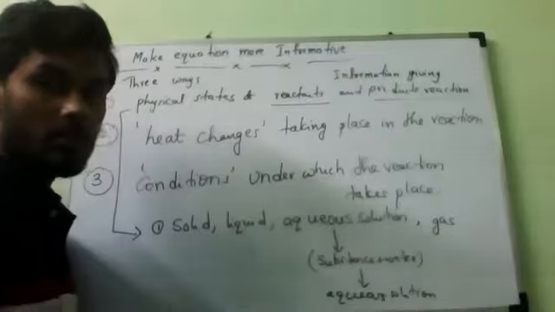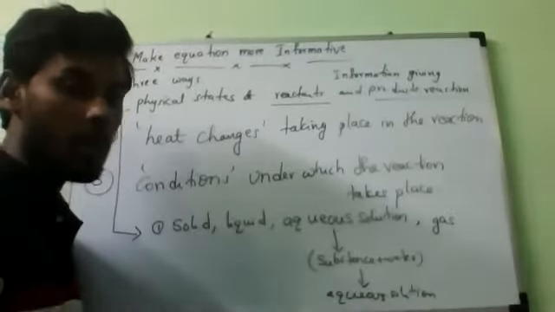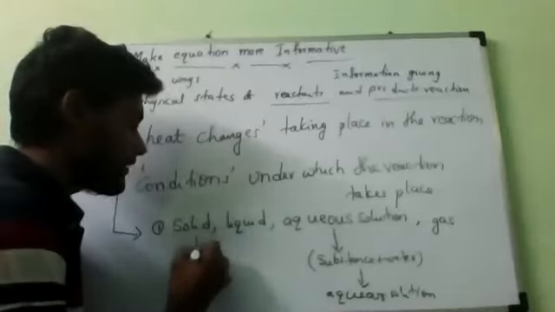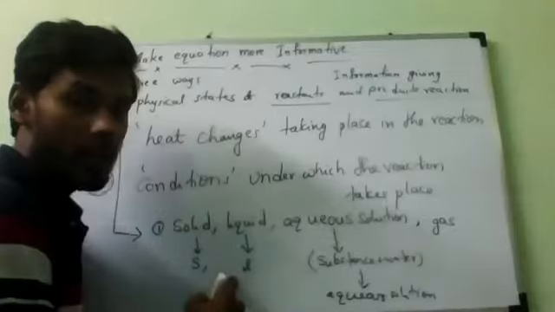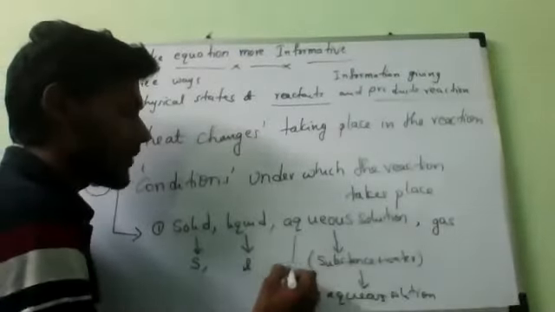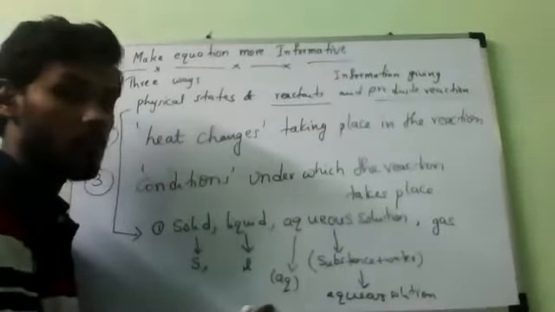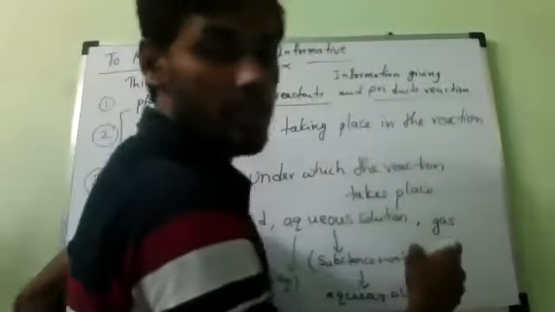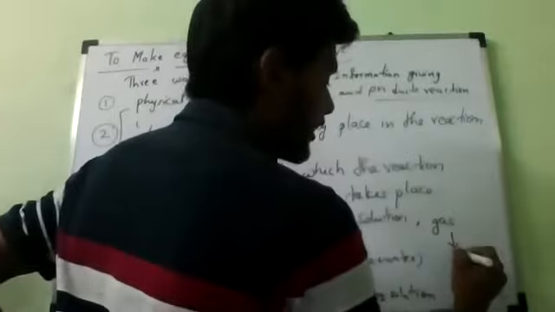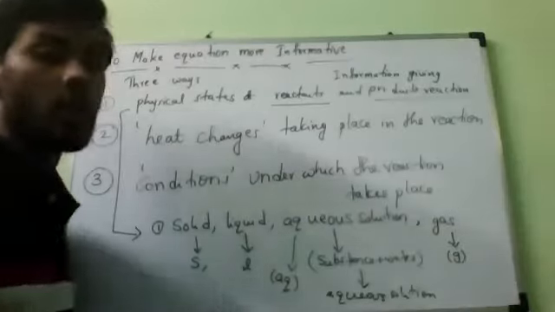Clear? Yes, sir. Now, symbols are most important. Always remember, solid is represented with S, liquid is represented with L, and aqueous solution is represented with AQ. Whenever you see AQ in brackets below the substance, it indicates aqueous solution, and gas we can represent with G. Understand? So these are the symbols of states of the reactants and products.